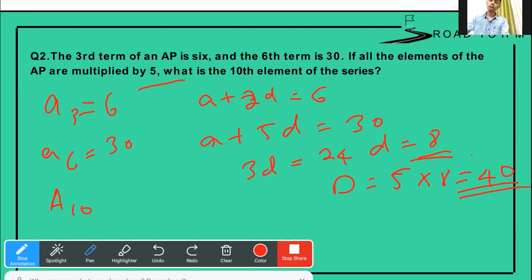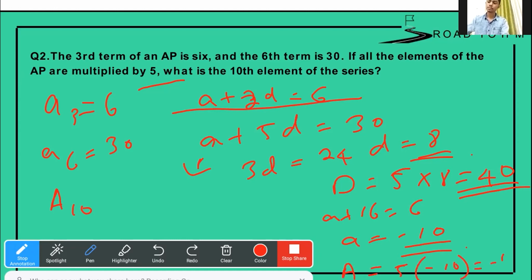Now we also have to find small letter a. We just have to put D equal to 8 in any one of these equations. So A plus 16 is equal to 6. A is equal to minus 10. And capital A would be 5 times minus 10, which is minus 50. Okay, great. Minus 50.